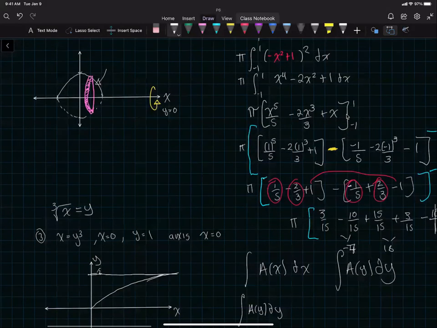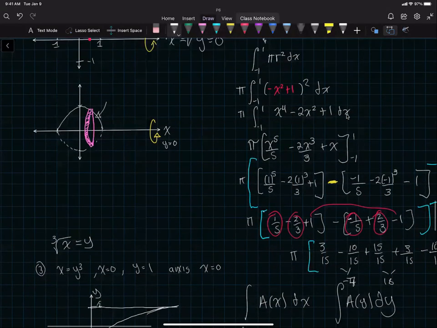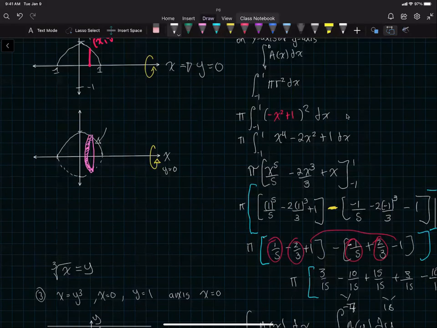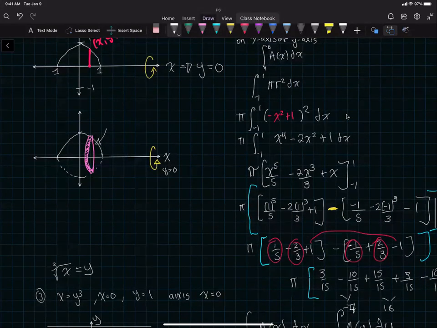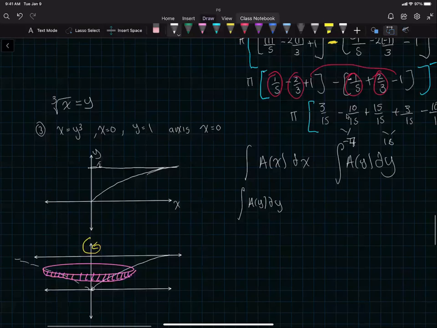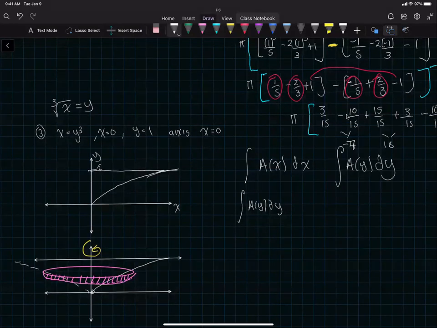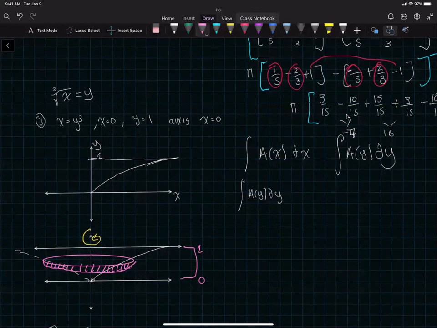So if you notice on the previous one, we actually did A of x dx, and the reason for that is because we stacked them horizontally. This one, we're stacking them along the y-axis, so our limits have to be in terms of y. So we are stacking them beginning at 0 and we're ending at 1, right? Because this is the graph.